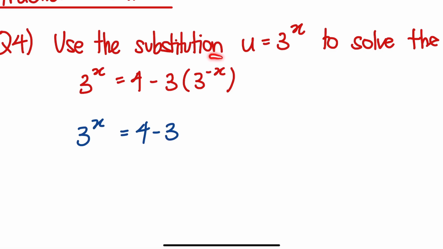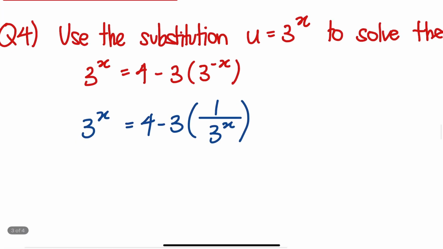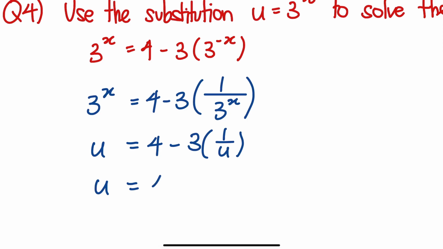I know that I have a 3 power negative x here. So what I should do is turn this into 3 power x by flipping this. This will become 1 over 3 power x. Then I continue to simplify. Therefore, I replace 3 power x by u. I should get u equals 4 minus 3 times 1 over u, which is the same as u equals 4 minus 3 over u.